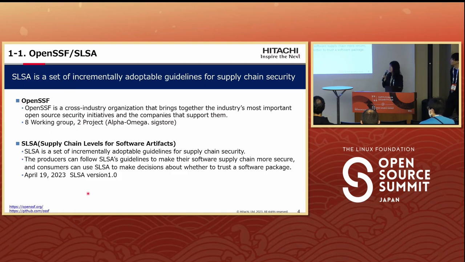First, OpenSSF SLSA. As you know, OpenSSF is a cross-industry organization that brings together the industry's most important open source security initiatives. And SLSA, Supply Chain Levels for Software Artifacts, is a set of incrementally adoptable guidelines for supply chain security. On April 19th, the version of SLSA was updated from 0.1 to 1.